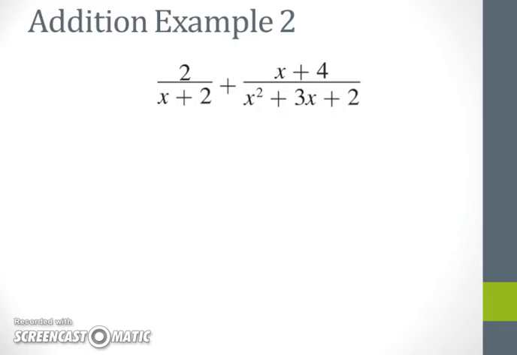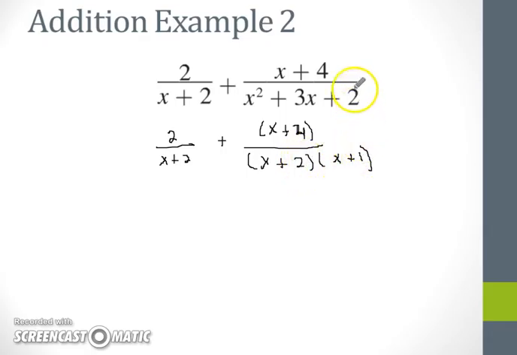Looking at a bit more complex of a problem, before you identify your common denominator, make sure your other denominator is factored. So we would leave this one as 2 over x plus 2. But this other denominator has a trinomial. We can factor that out. So our numerator, we've got x plus 4. In our denominator, that would factor to x plus 2, x plus 1, because 2 times 1 is 2, 2 plus 1 is 3.